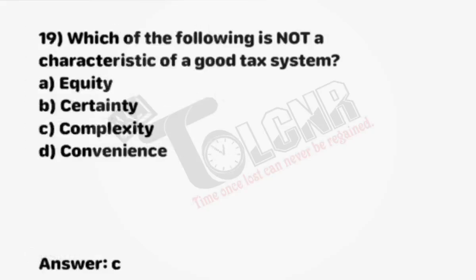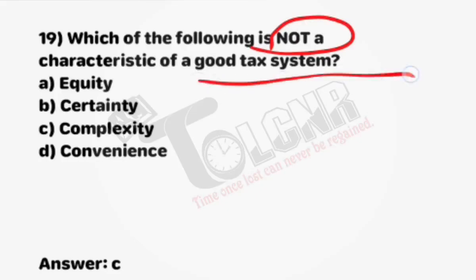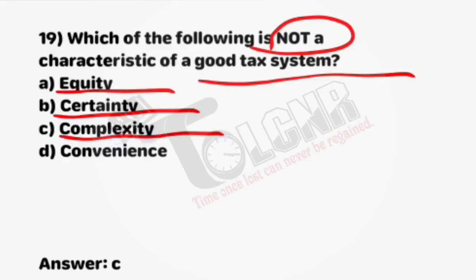Next question is, which of the following is not a characteristic of a good tax system? First option is equity, second option certainty, and third option complexity, and option D convenience. Option C is correct. Complexity is not a characteristic of a good tax system, but equity, certainty, and convenience are a good tax system, right?